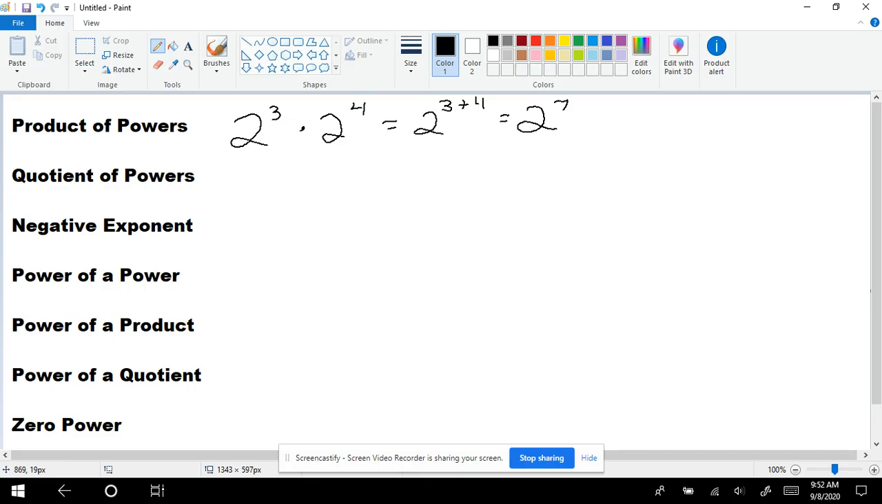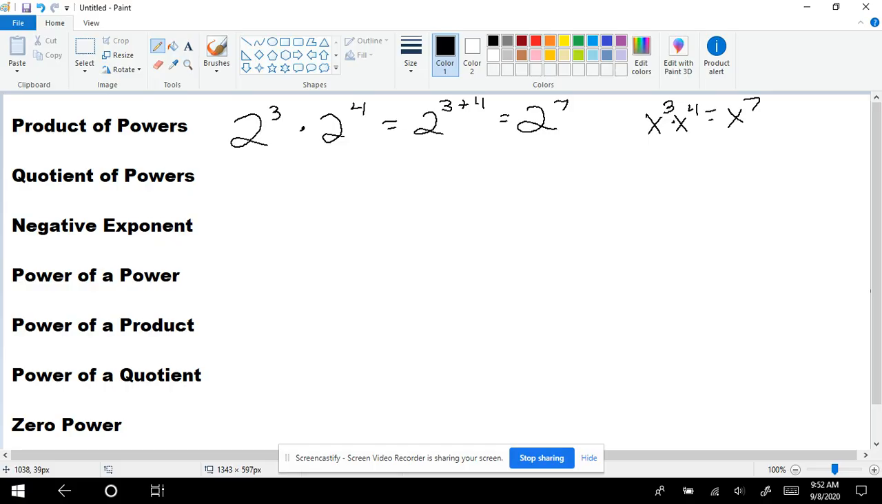All of these can also work with variables instead of numbers. And so if we had x to the third times x to the fourth, it would equal x to the 7th also, because when we're multiplying two things with the same base, even if that base isn't a number.